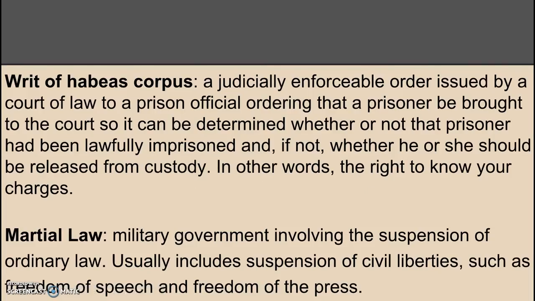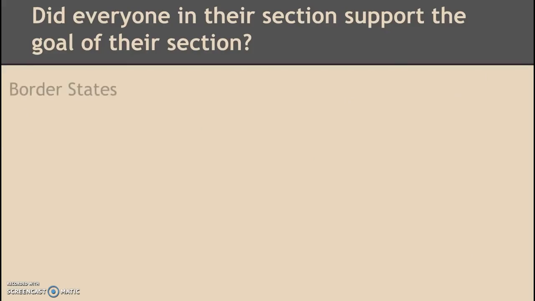So what Lincoln did were two very controversial moves having to do with the writ of habeas corpus and martial law. So the writ of habeas corpus, as you guys know, it's the right to know your charges, otherwise you have to be released. And martial law, which is basically a military government. This is when the military goes in, takes over the local government, and usually includes suspension of civil liberties, such as freedom of speech and freedom of the press.